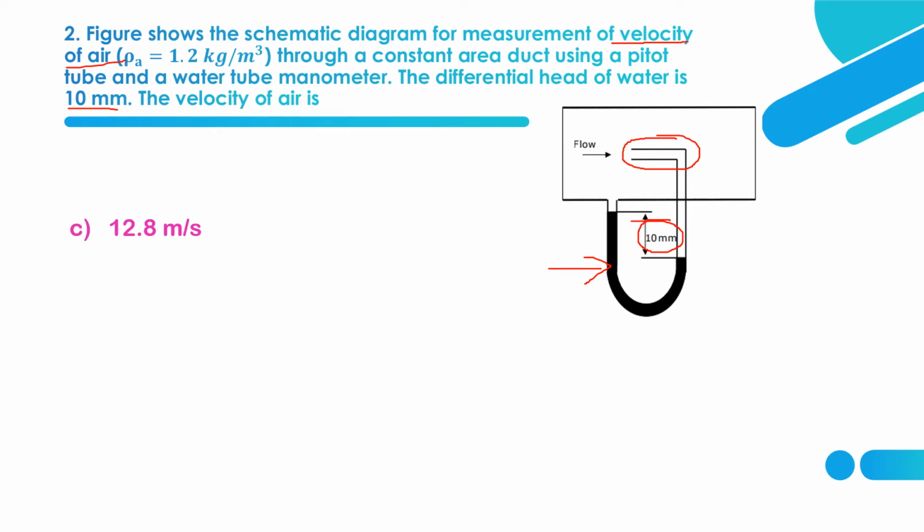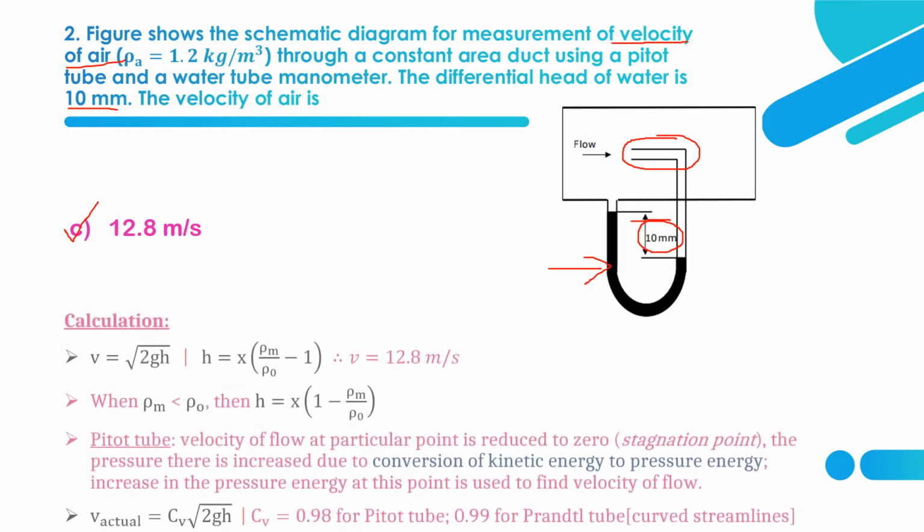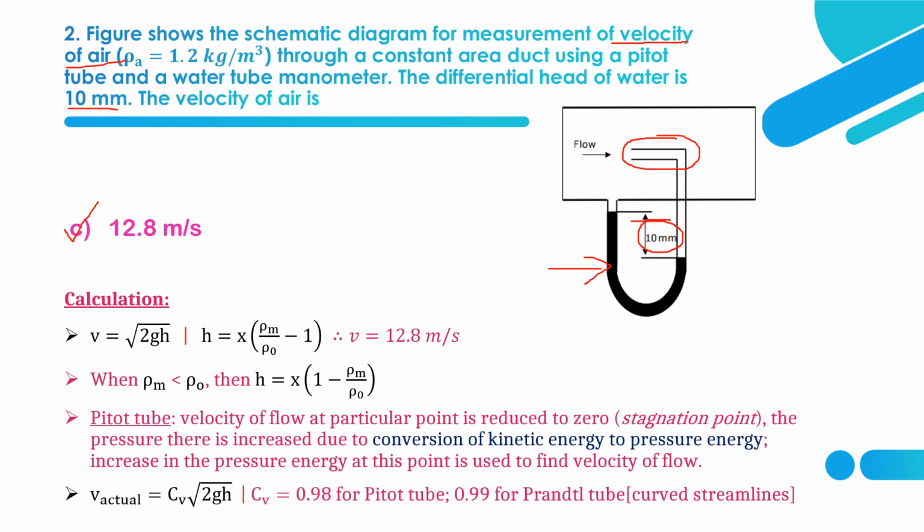So the correct option is option C, 12.8 meter per second is the velocity of air in this case. Now let's see how it's calculated. V is equal to root 2gH. This is the basic formula in the Pitot tube. And H, that is the pressure head, is given by X into (rho m divided by rho naught minus 1).